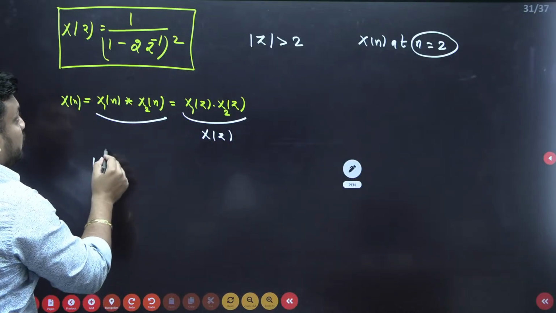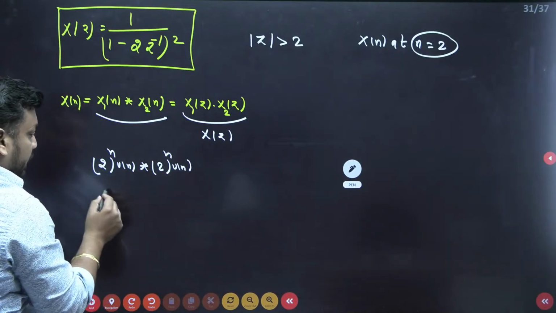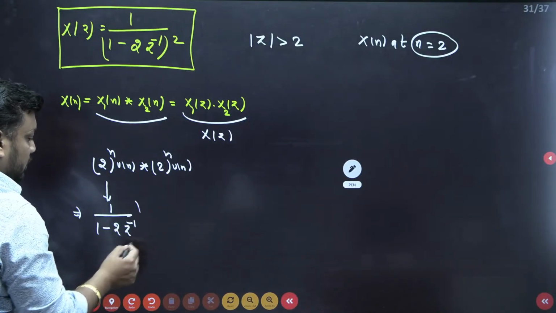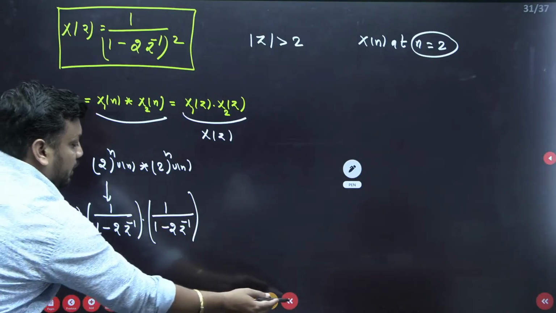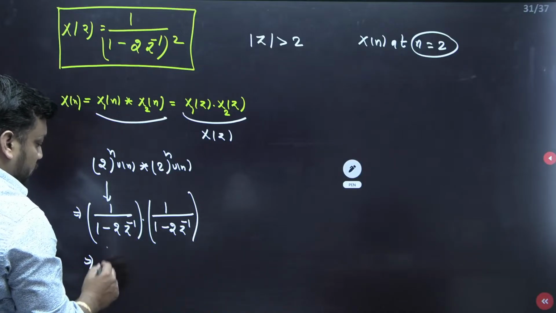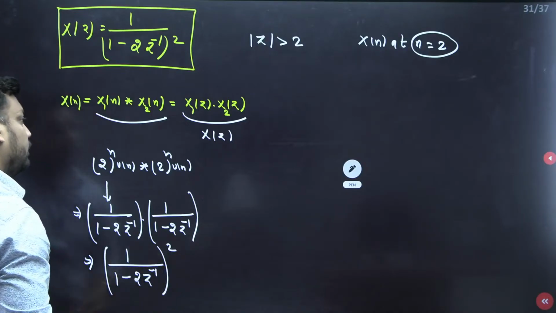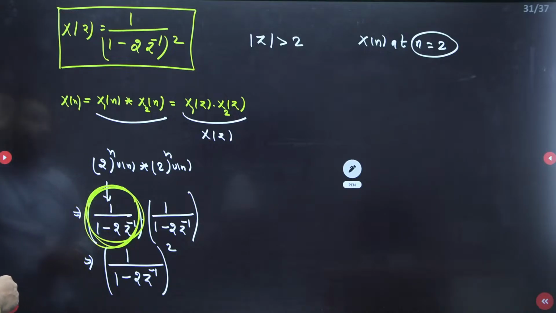If I make this 2 to the power n u[n] convolved with 2 to the power n u[n], then the individual z transform is 1 upon (1 minus 2 z inverse), and again 1 upon (1 minus 2 z inverse). So ultimately you will get the square, 1 upon (1 minus 2 z inverse) whole square. That is the only requirement. It means overall x[n] is what, guys? Yes or no? The examiner is asking for x[n] at 2.